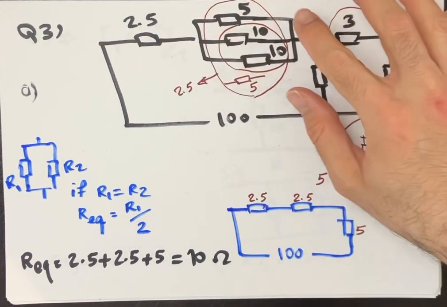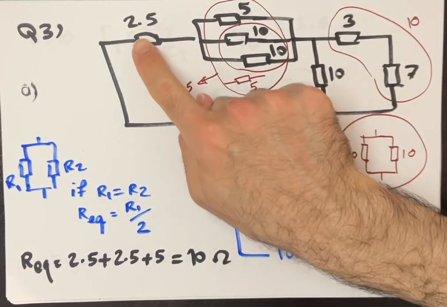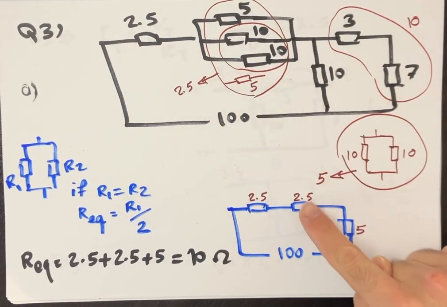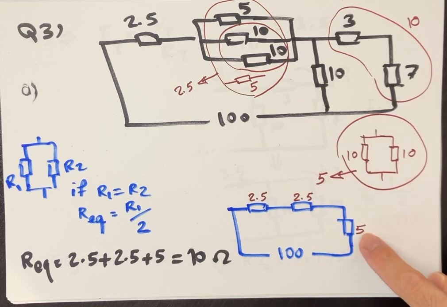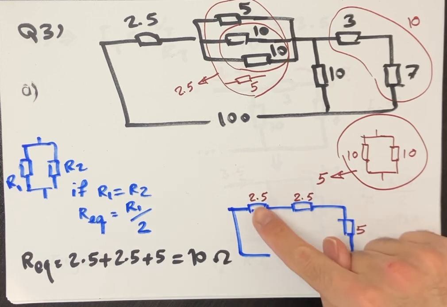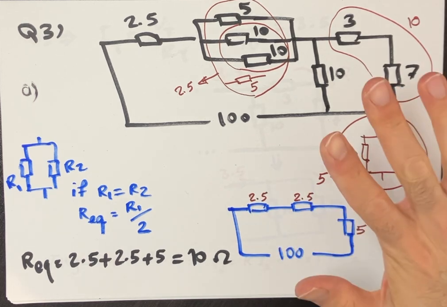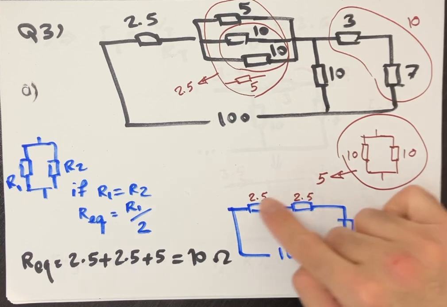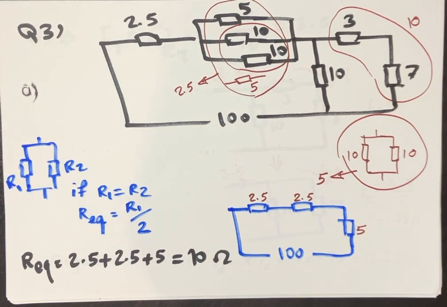So we can say this network has been reduced to this one, 2.5, 2.5, and this part 5. And if you look at these resistors, they're connected in series. You can simply add them. 2.5 plus 2.5 is 5 ohm, plus 5 is 10. So overall, the equivalent resistance of this system equals 10 ohm.